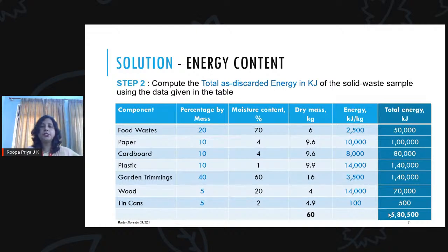So now we have the dry mass in kg. We also have the total energy in kilojoule calculated here in this computational table. Now using this dry mass in kg and also the total energy in kilojoule, we have to compute the next component, which is our answer for the question.